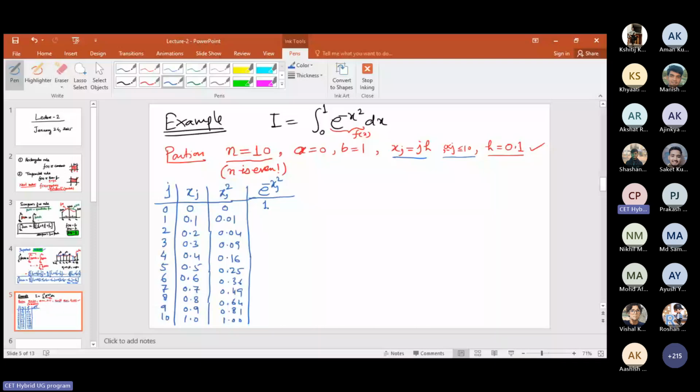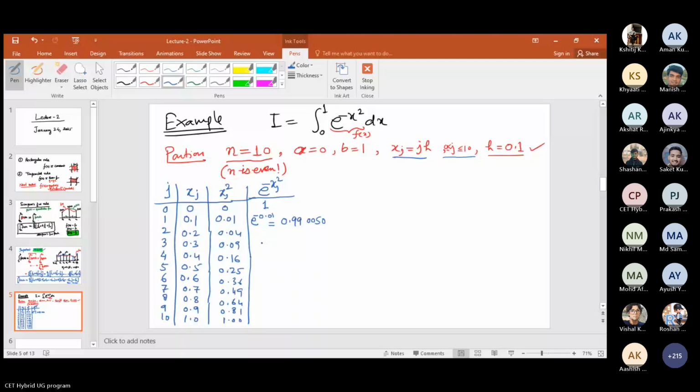Second value, use the calculator, e raised to power minus 0.01. e raised to power minus 0.01. इसका जब आप वैल्यू निकालोगे तो क्या आ जाएगा? Use the calculator, 0.990050. मैंने 6 डेसिमल पॉइंट तक लिया हुआ है, आप चाहो तो 3 तक ले सकते हो, 4 तक ले सकते हो, that will depend on what you are selecting.